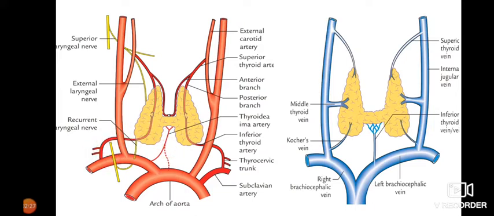The venous drainage includes the superior thyroid vein, inferior thyroid vein, and middle thyroid vein. The superior thyroid vein ends in the internal jugular vein. The middle thyroid vein also enters the internal jugular vein. The inferior thyroid vein forms a plexus in front of the trachea and drains into the left brachiocephalic vein. Sometimes a fourth vein, the vein of Kocher, may emerge between the middle and inferior veins and it drains into the internal jugular vein.